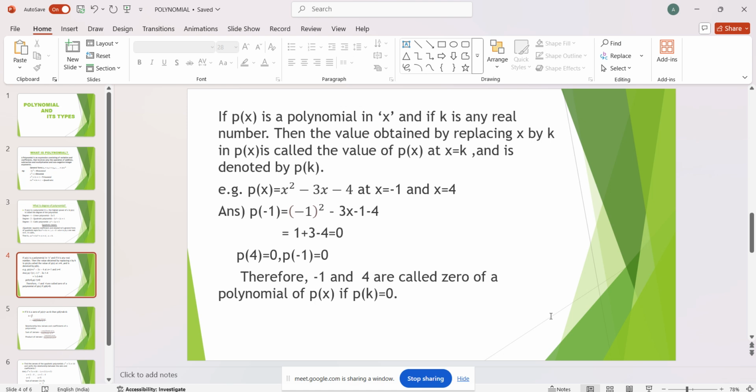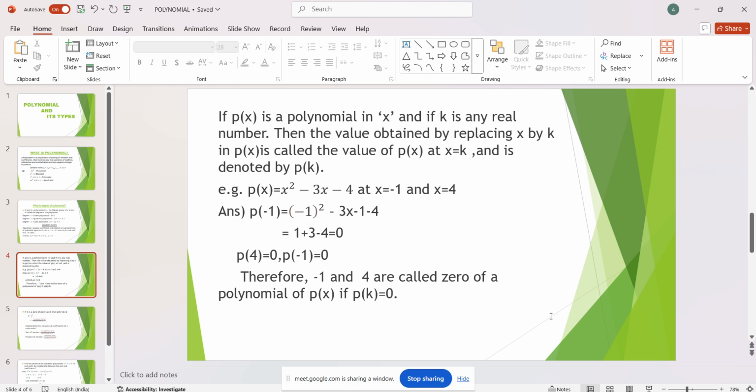Then minus 3 into minus 1 equals minus minus plus, so plus 3. So 1 plus 3, then minus 4. First add 3 plus 1, 4 minus 4 equals 0. So p of minus 1 equals 0.